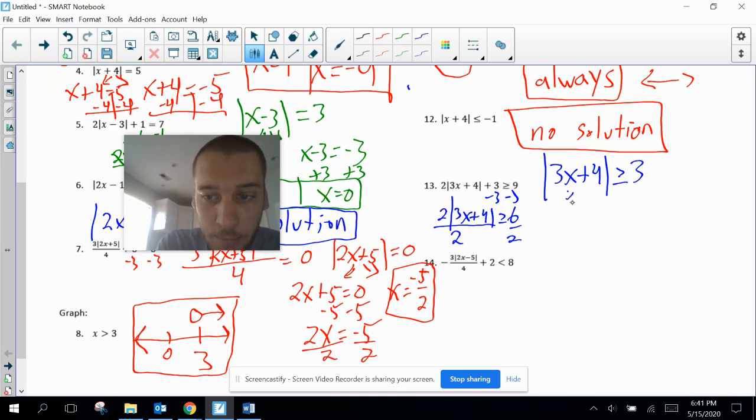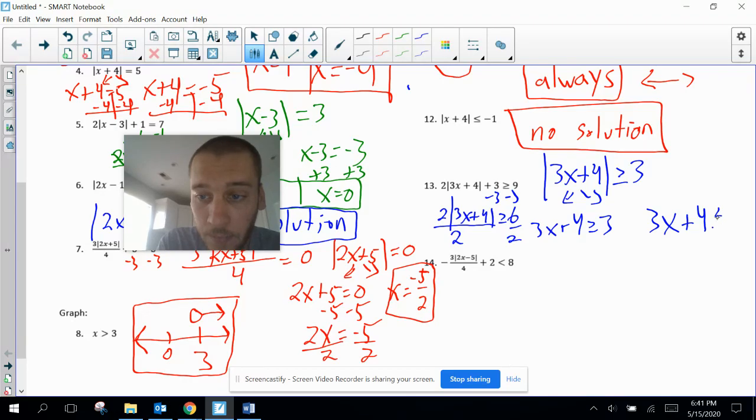And now I can make my split. One way is just going to be as it is. So we've got 3x plus 4 is greater than or equal to 3. And the other way, remember, we got two things going on. We need to flip the inequality and change the sign of this. And then I'm just going to solve from here. So two things. You flip the inequality and you change the sign every single time you've got an absolute value inequality. So I'm going to just subtract 4 and then divide by 3 on both sides.